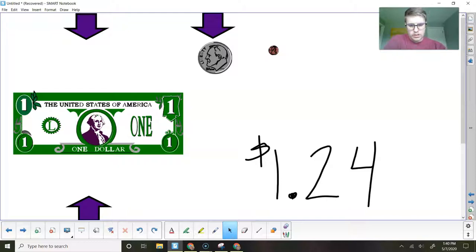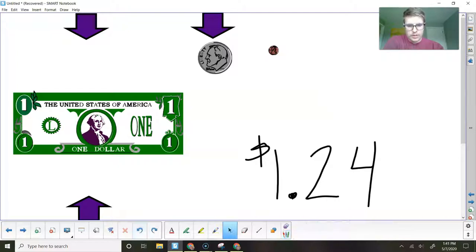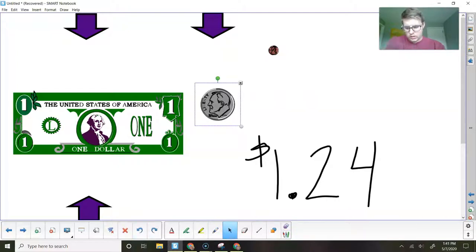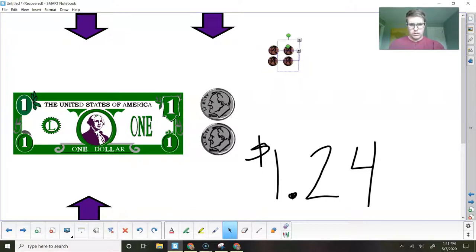Then I've got a 2 in my tens place. What coin is worth 10? Yes, the dime, right? The dime is worth 10. So if I have a 2 in my tens place, I need 1, 2. Okay. And now I can look at my hundredths. What coin do you need 100 of to have $1? Good, a penny, right? So if I have 4 pennies, I'm gonna have 4. So now I've got $1.24.